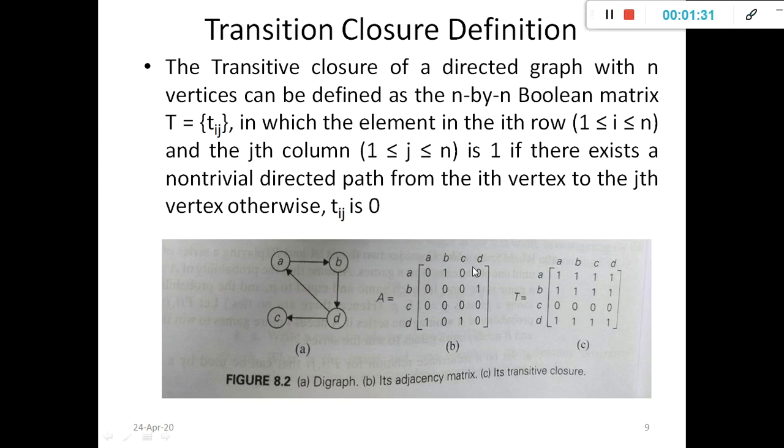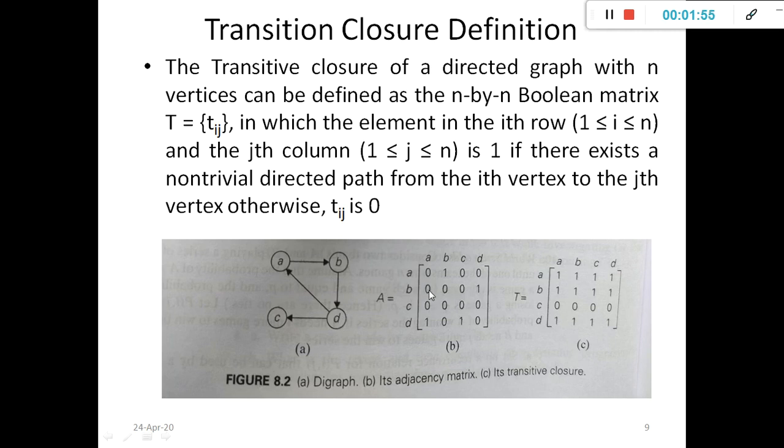Adjacency matrix A is equal to a b c d by a b c d. There is no self loop from a to a, that's why put the value as 0. There is a directed edge from a to b, that's why put the value as 1. There is no edge from a to c, make it 0. Similarly, there is no direct edge to d, that's why put the value as 0.